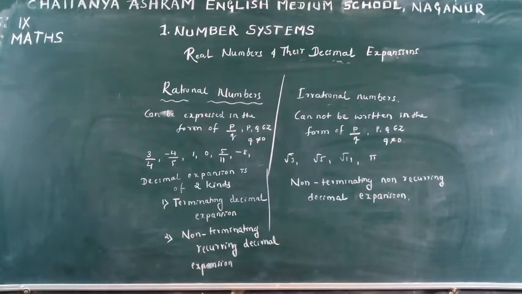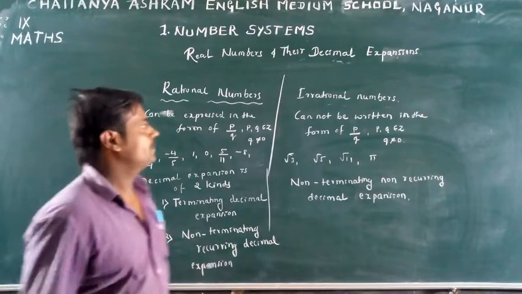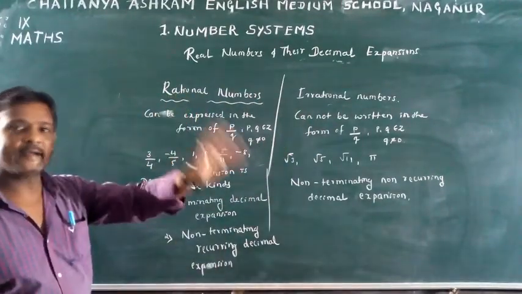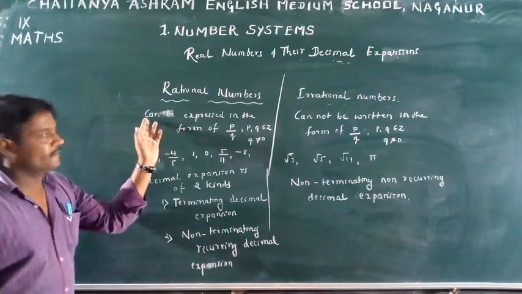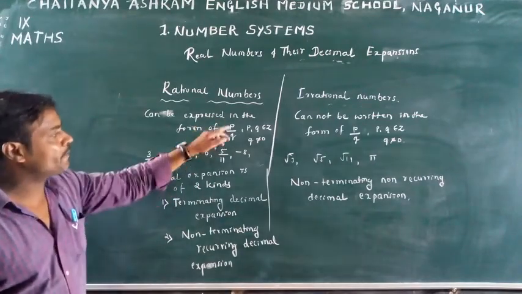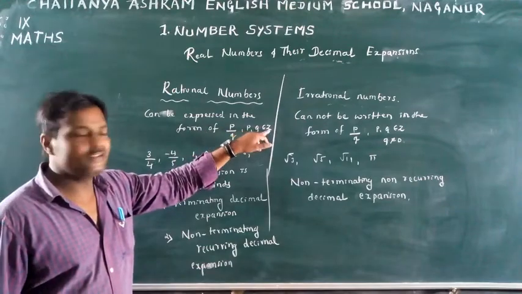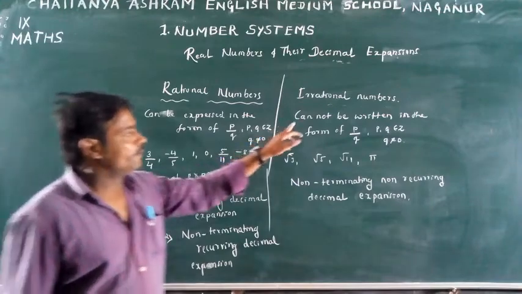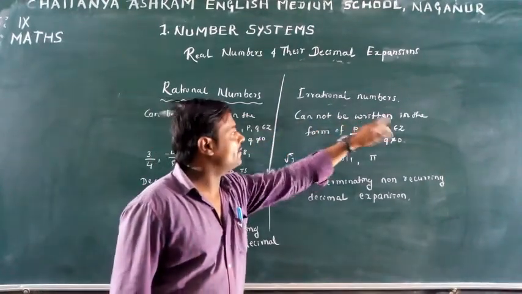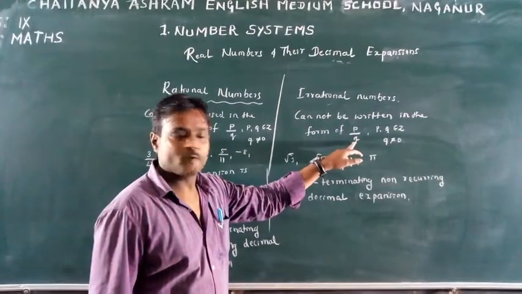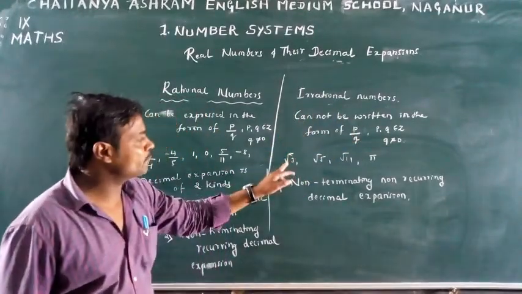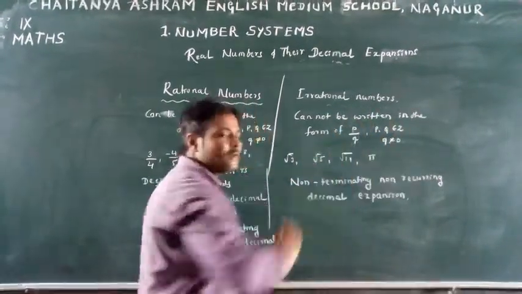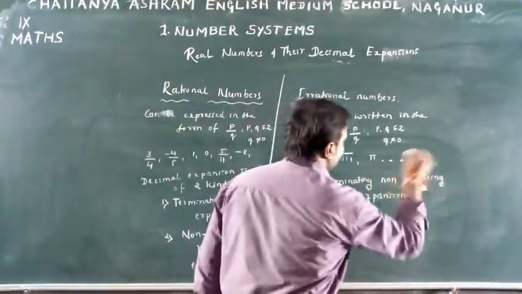Okay, dear children, finally we will differentiate irrational numbers from rational numbers in all categories. First, rational numbers can be expressed in the form p by q, where p and q are integers, q is not equal to 0. Irrational numbers are those which we cannot write in the form p by q. Examples: root 3, root 5, root 11. These are examples of irrational numbers.